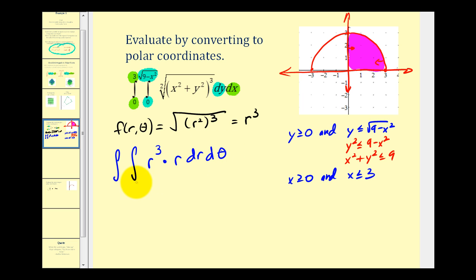And the last step here is to see if we can determine what our limits of integration should be. So because we're integrating with respect to r first, meaning the radius, and this is our region of integration, we know the radius of this circle is equal to 3, so our limits of integration with respect to r are going to be from 0 to 3. And then for our limits of integration with respect to theta, because we're only dealing with the first quadrant, our angle theta would be from here to here, which would be from 0 to pi over 2.